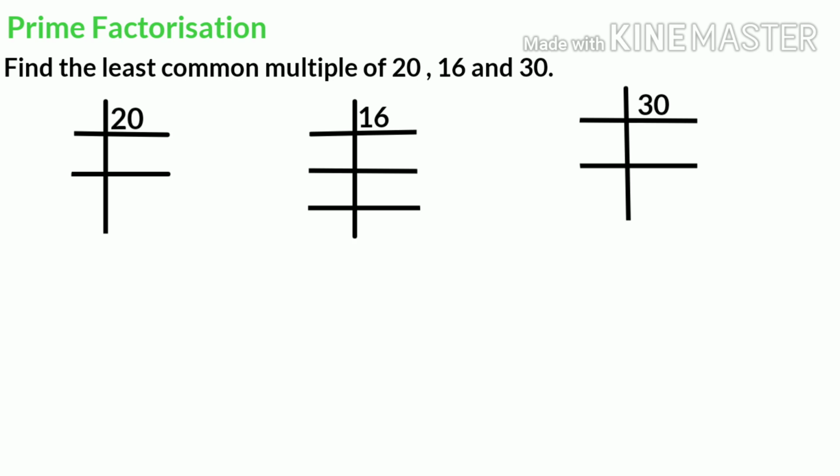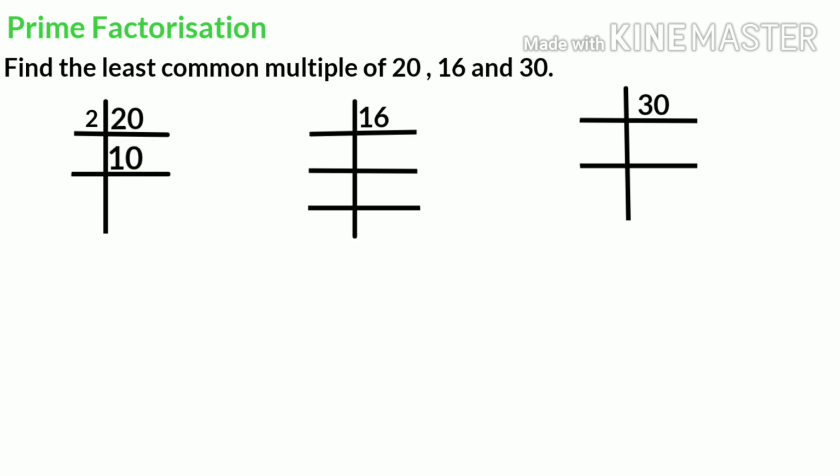So first let's do the prime factorization of 20. First we have to divide 20 by the smallest possible prime number. Since the last digit of 20 is 0, we can divide 20 by the smallest prime number 2. When we divide 20 by 2, we get 10 as the quotient. Now, the quotient 10 is not a prime number, so we need to continue the division. We have to divide 10 by the smallest possible prime number.